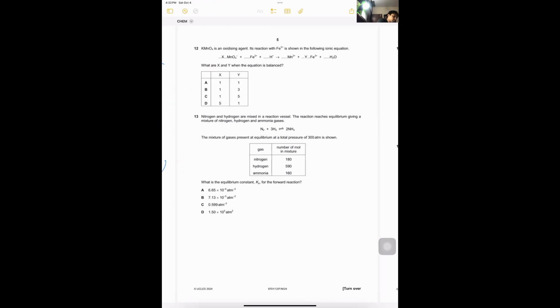Okay, question 12. KMnO4 is an oxidizing agent. Its reaction with Fe2+ is shown in the following ionic reaction. So we can see a few ions over here. First, write the equations for those ions. The first one is MnO4- plus H+. This is one reaction that we need to know, and it's mainly from theory.